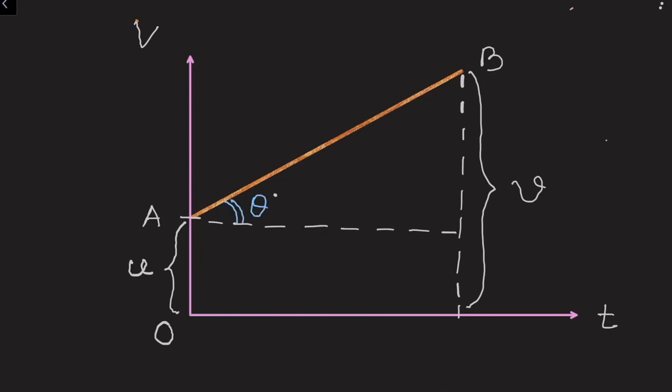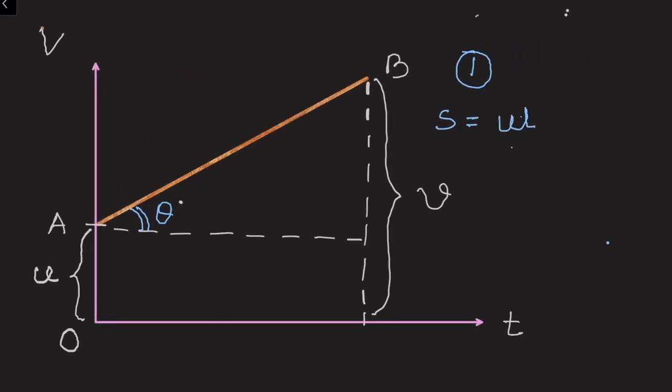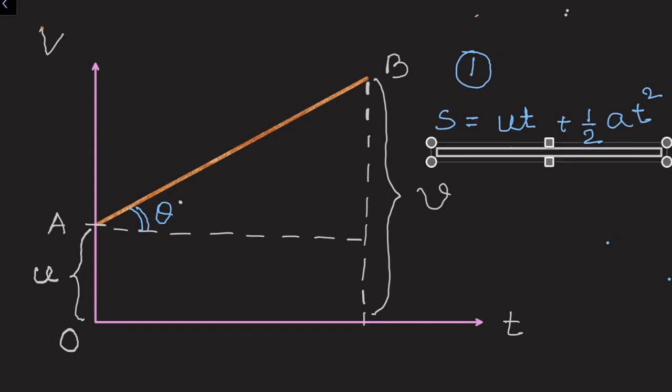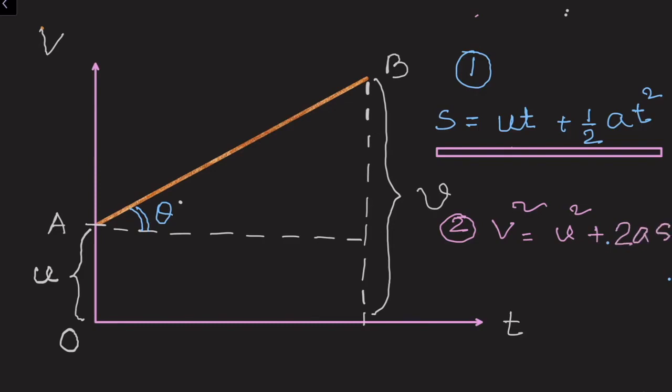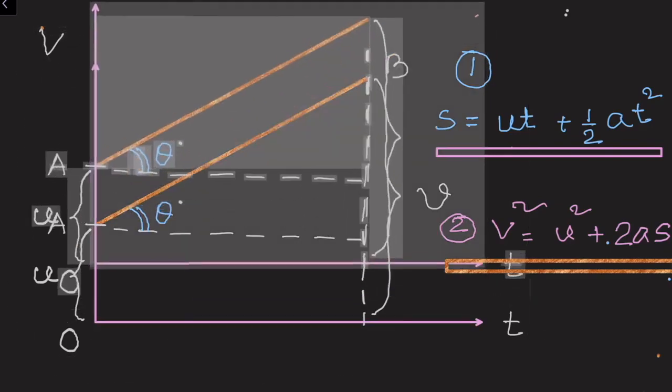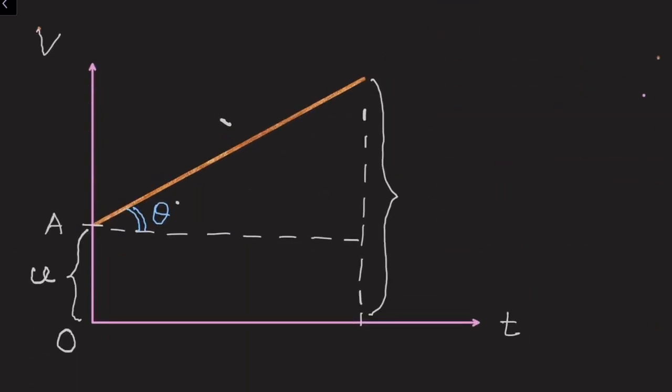Now we want to do first s is equal to ut plus half at square. We have to prove this graphically, and there should be a second equation, v square equals to u square plus 2as, this one. Now let us shift the graph here so that we get enough space. This is small v, final velocity.